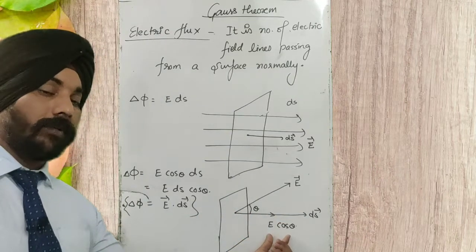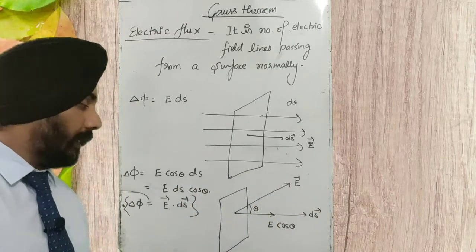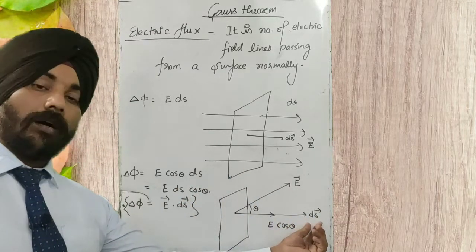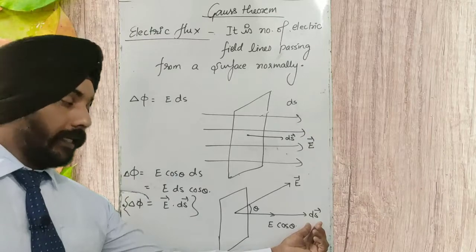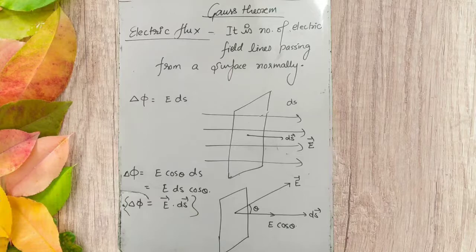So if the direction of the electric field is other than the area vector, then we have to take the component which is in the direction of the area vector. We have to multiply that component of the electric field and the area vector, and this will be the final electric flux passing through this surface.